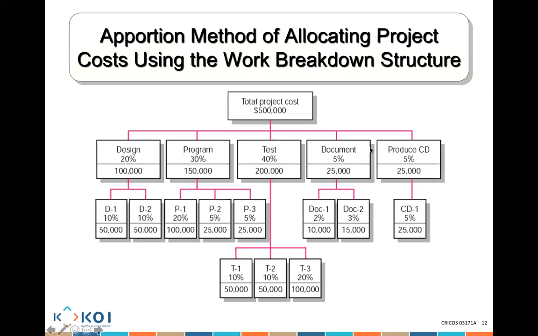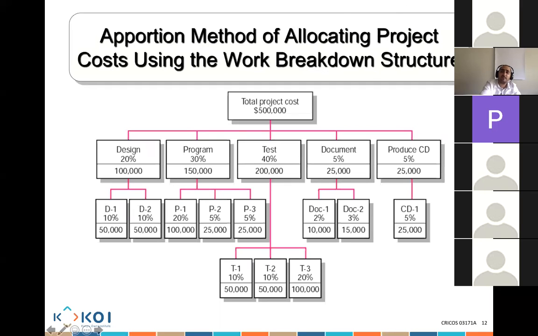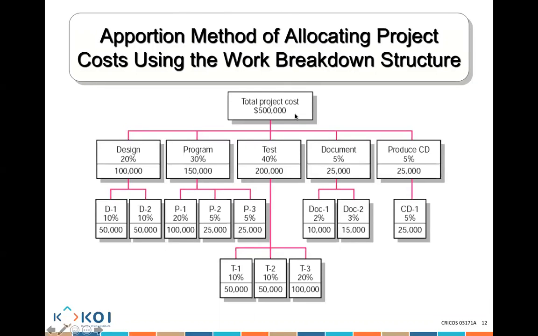All right, guys, the apportion method is what I've just explained to you. There's a total project, it's $500,000. I say, okay, let's look at the percentage: 20% design, 30% program, and so on. What's 20% of 500,000? It's $100,000. Out of this 20%, if you want, 10 is here and 10 is here. That means this 100,000 is divided between two. This will cost me 50 and this will cost me 50.